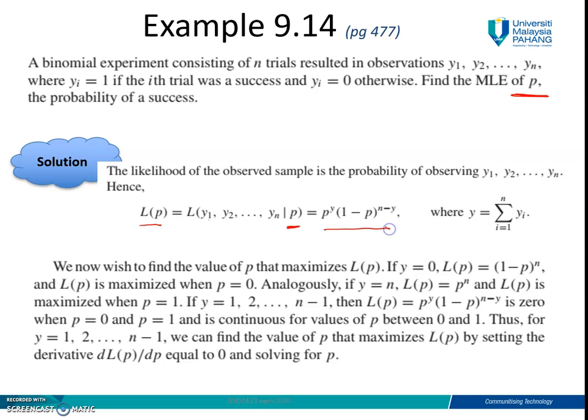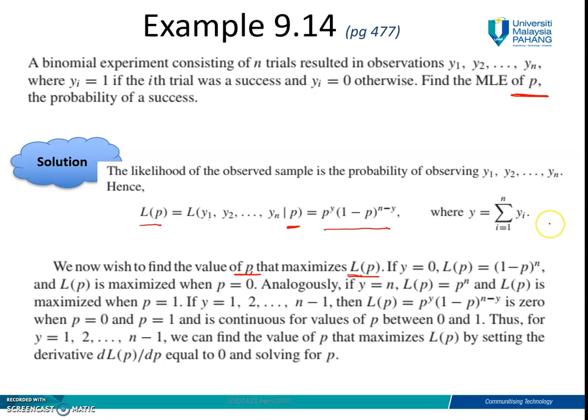Remember the density function of the binomial. The density function of the binomial is given in the exam or in the appendix, so no need to remember. You have p to the power y times 1 minus p to the power n minus y, where y is equal to the summation of yi, i from 1 until n. In this case, y is actually the summation of yi because we have y1, y2, until yn, n trials.